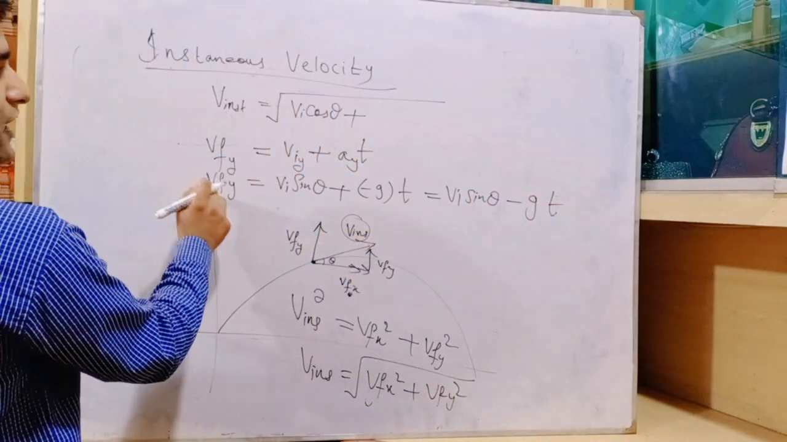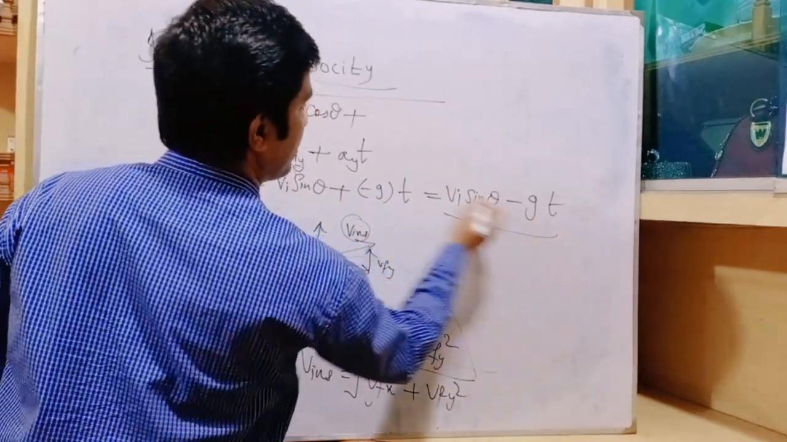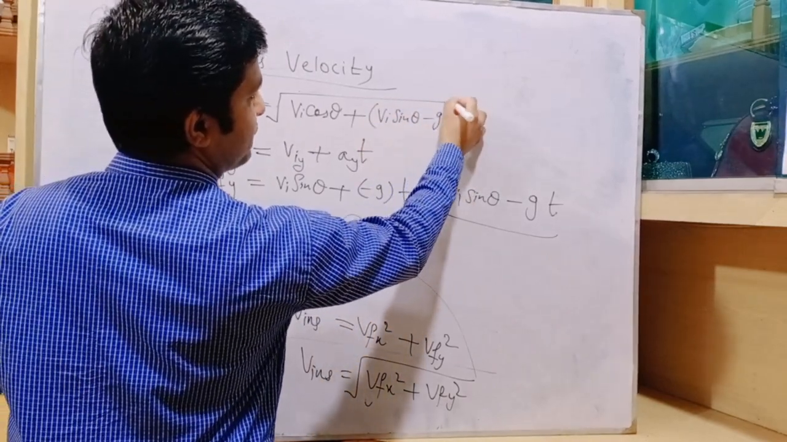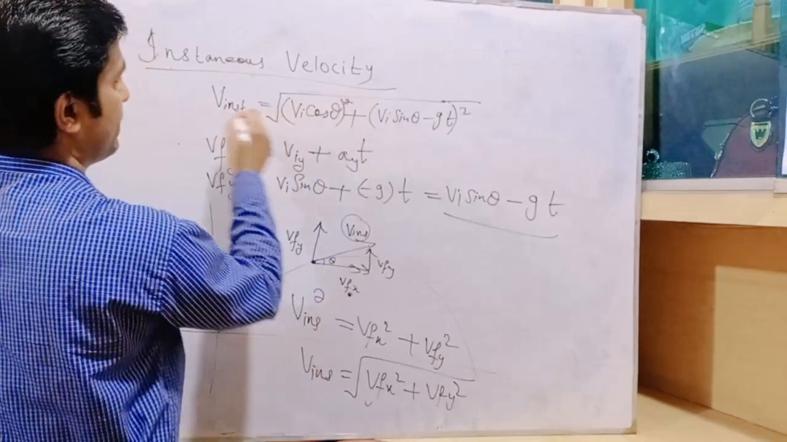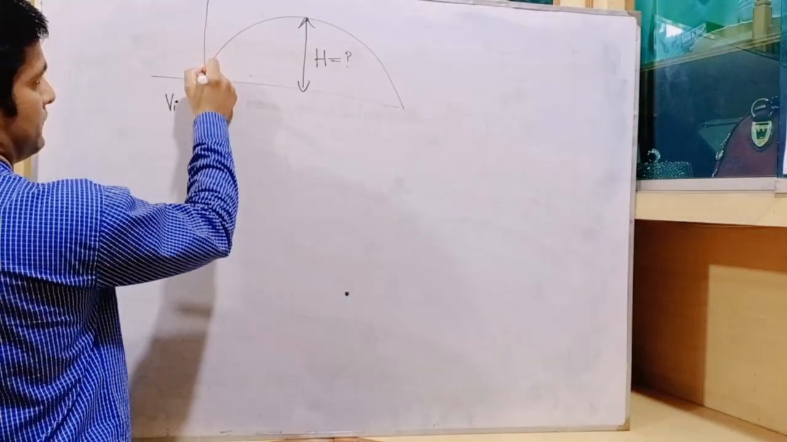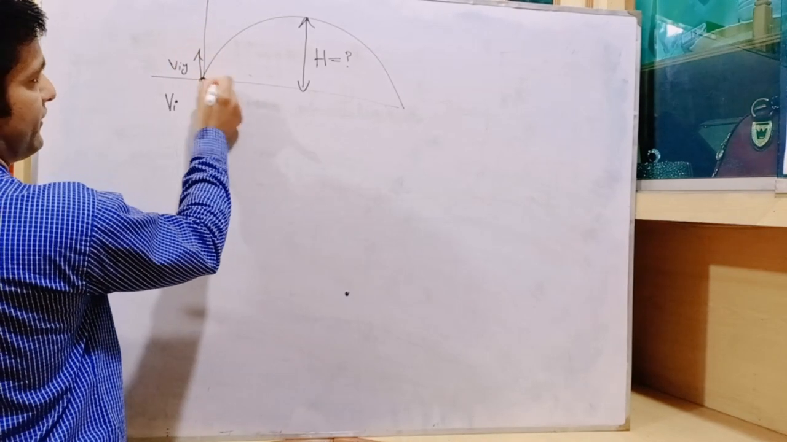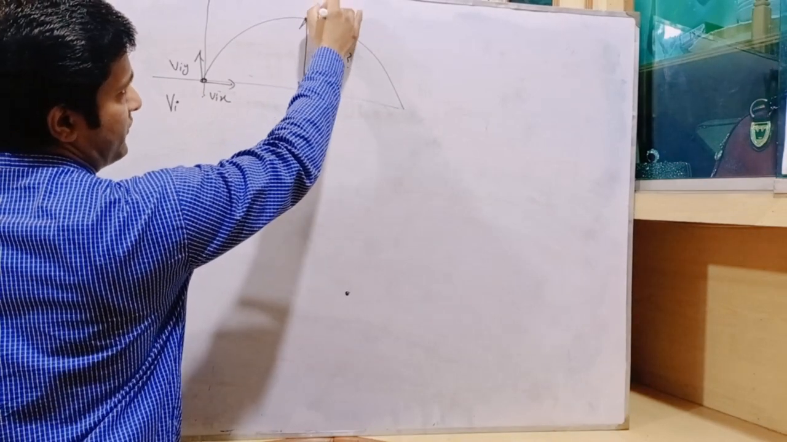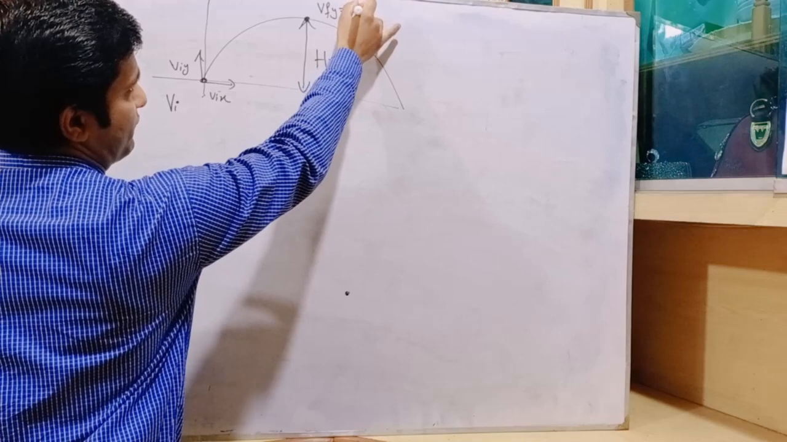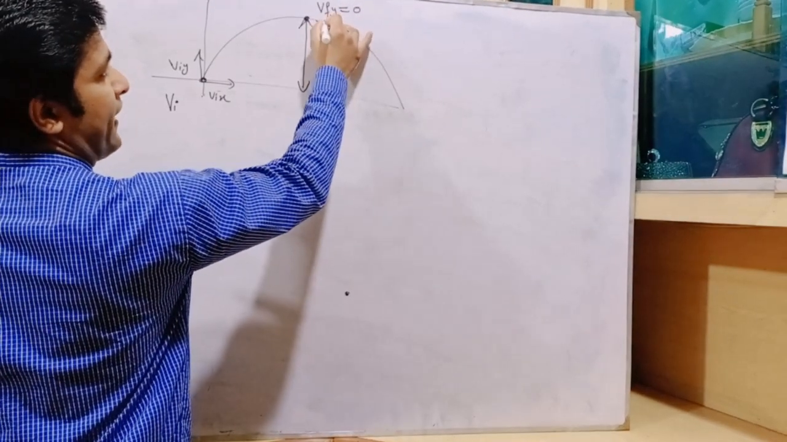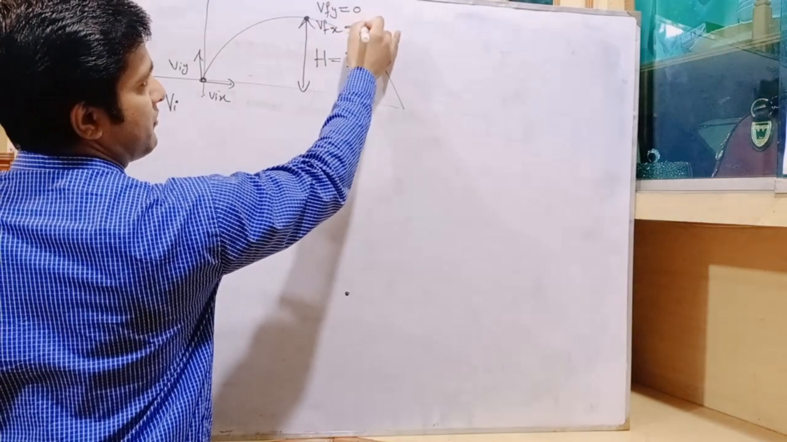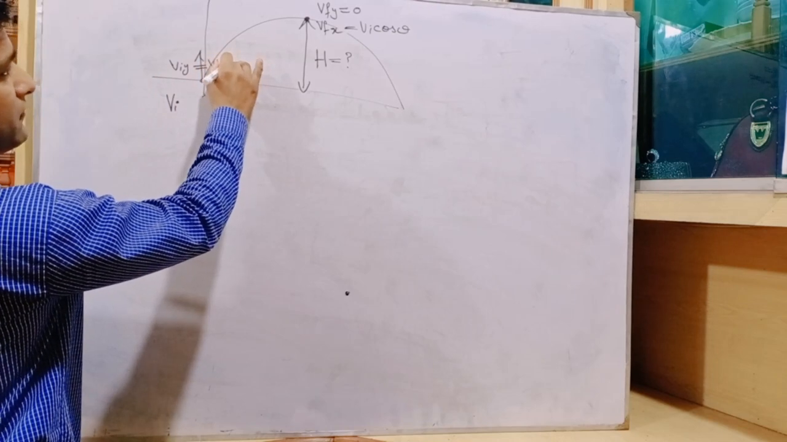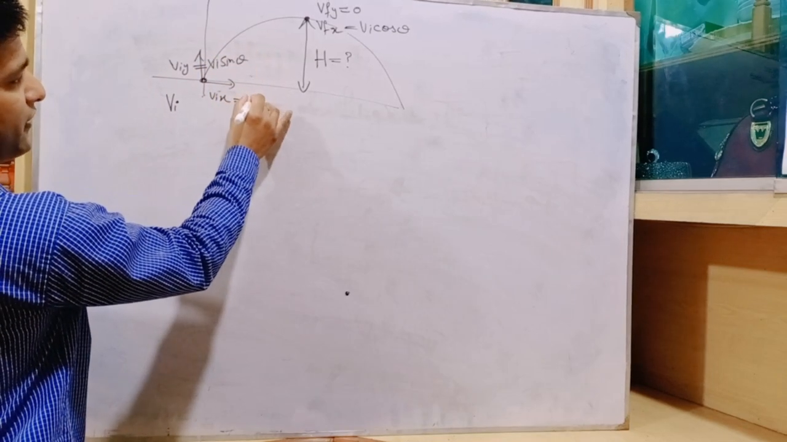So this value you have to put here, VI sine theta minus gt. So here will be the square and this one will be squared. So this is instantaneous velocity. VIY and VIX. All right, and here at the top, as we discussed earlier, the final Y component of the velocity will be zero, but the X component will remain the same, right? VI cos theta. What is VIY here? VI sine theta. What is VIX? VI cos theta.